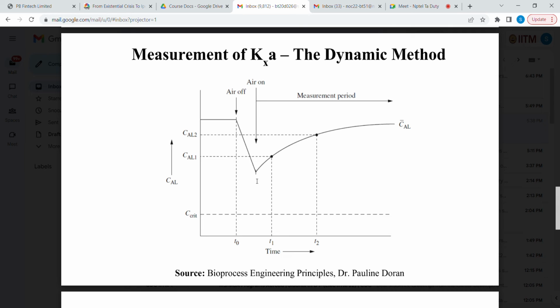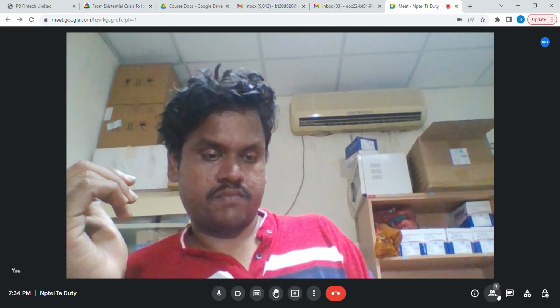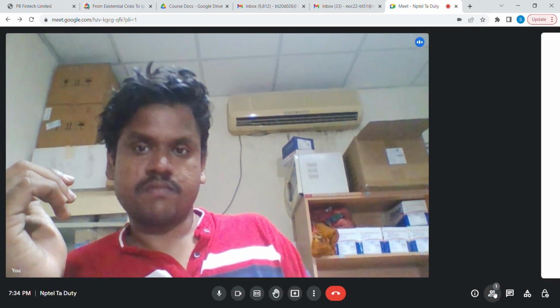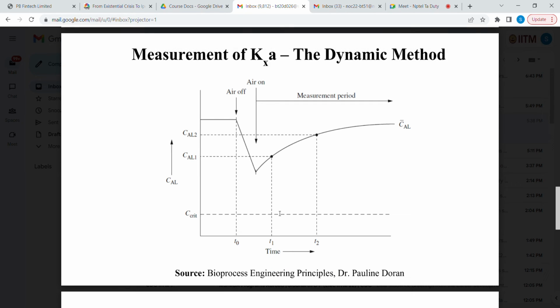Why will it come down? It will come down because the gas is being consumed, right? As I told you initially, oxygen is a terminal electron acceptor for energy metabolism. So the organisms inside the bioreactor are consuming oxygen, correct? So it will start coming down.